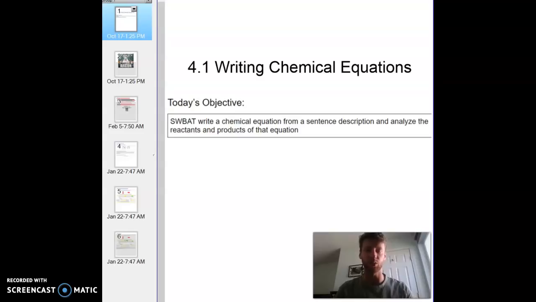Today's lesson is week 4, lesson 1, writing chemical equations. In today's lesson, we're going to take what we learned last week about physical and chemical changes, as well as how to read a chemical equation, and we're going to take it to the next level, taking how we wrote chemical formulas and now being able to write out full scientific chemical equations this week.